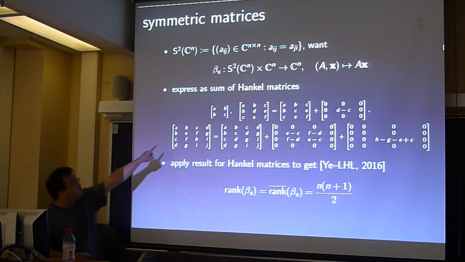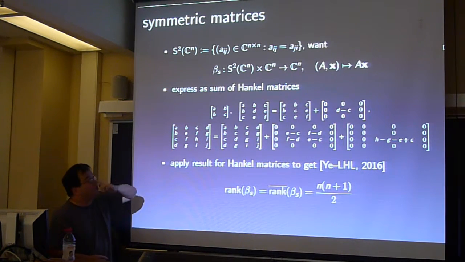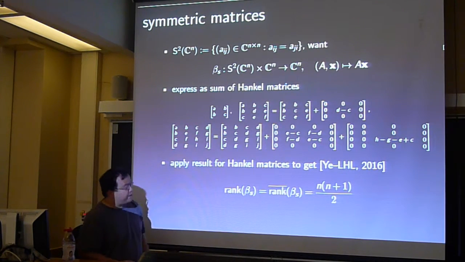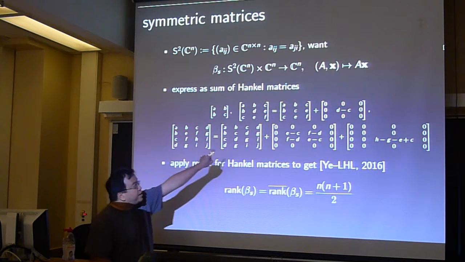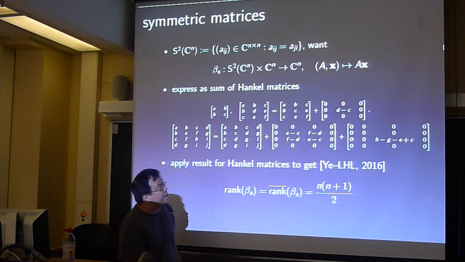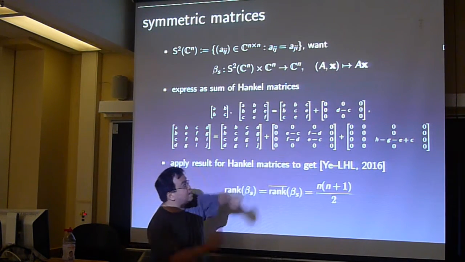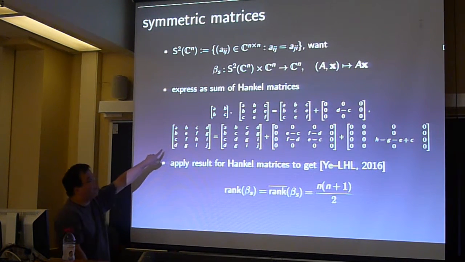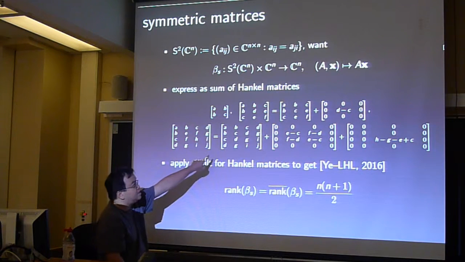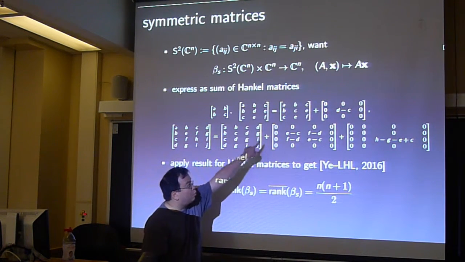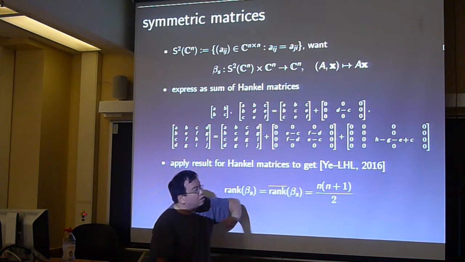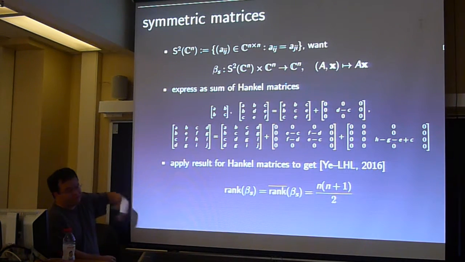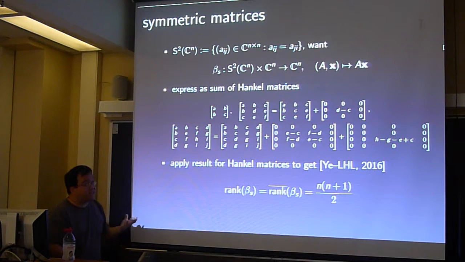Well, first of all, you observe that a 2 by 2 symmetric matrix is a Hankel matrix. A 3 by 3 symmetric matrix is not Hankel, but you can write it as a sum of 2 Hankel matrices. This first one is Hankel, the second one is a 1 by 1 Hankel matrix bordered by 0. What about a 4 by 4? You can write it as a Hankel matrix plus a 2 by 2 Hankel matrix bordered by 0, plus a 1 by 1 Hankel matrix bordered by 0. And this generalizes to any n by n symmetric matrix.